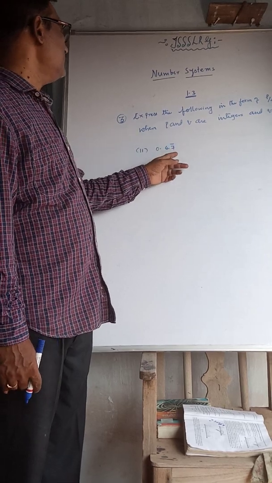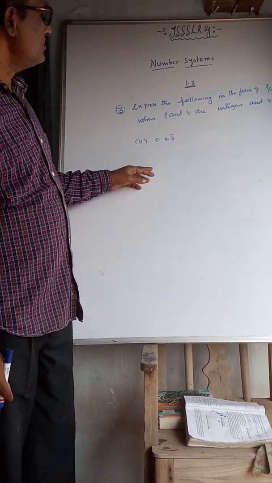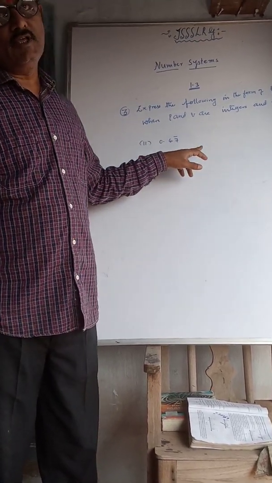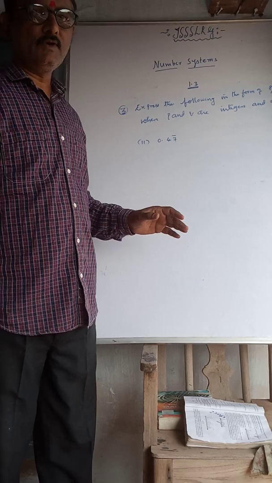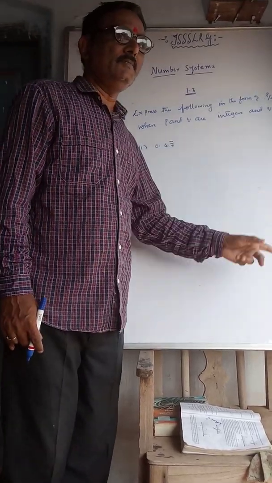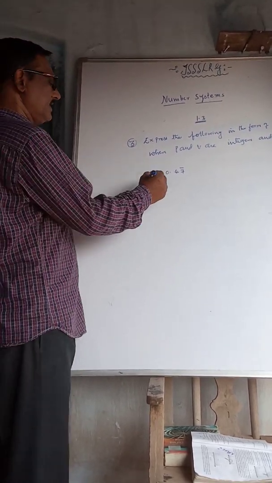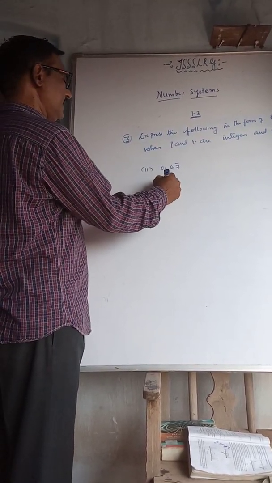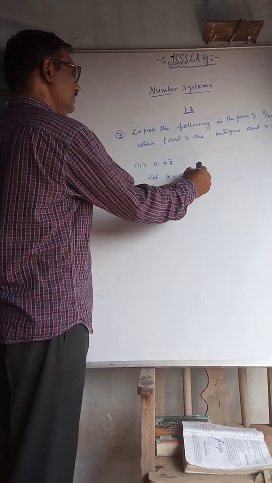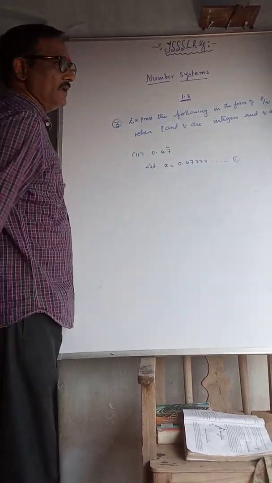Here the bar is on 7 but not on 4. That means only the number 7 is repeating here. 4 is not at all repeating, only 7 is repeating. Let us see how to solve it. We can write it as, let x is equal to 0.4777. It is equation 1.